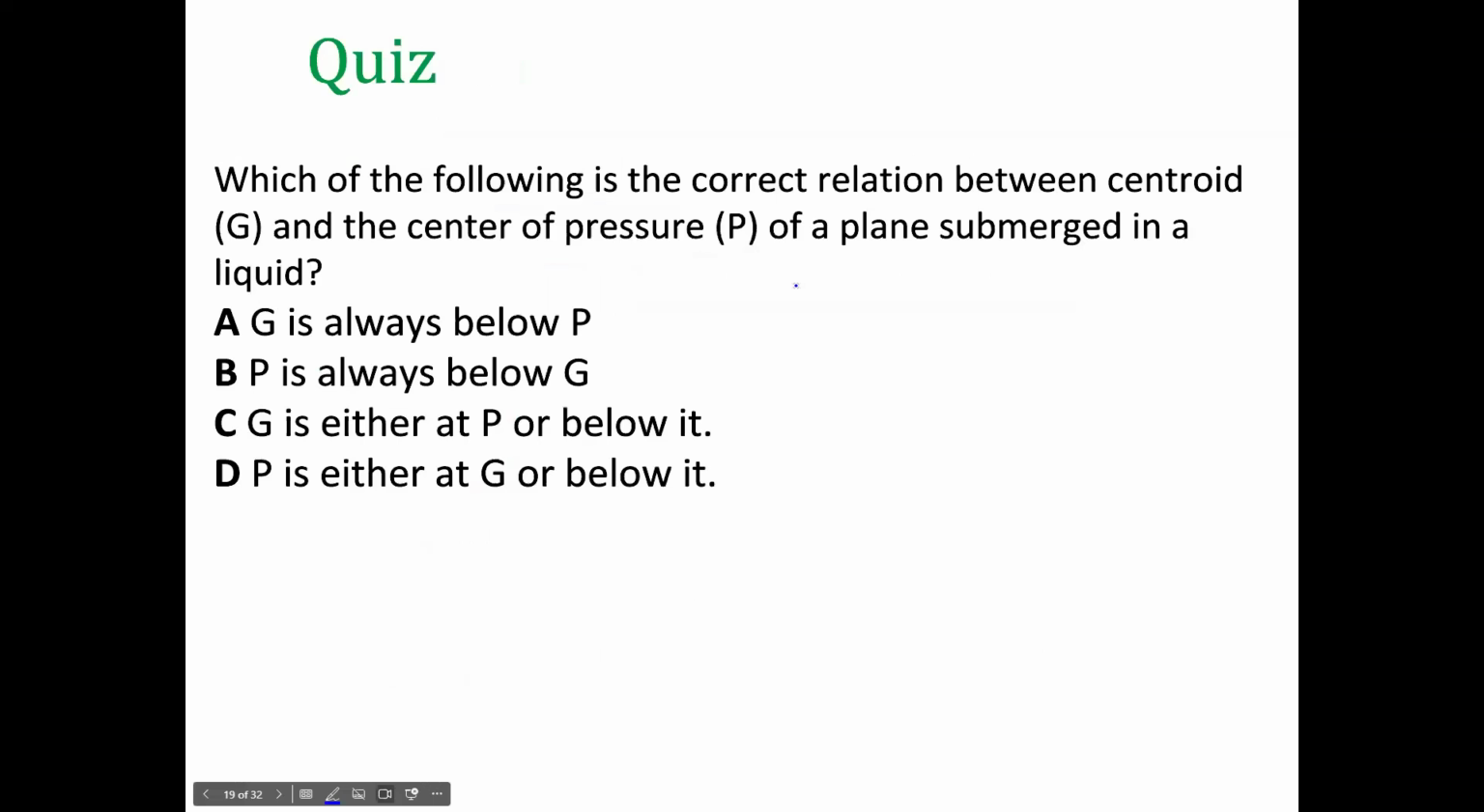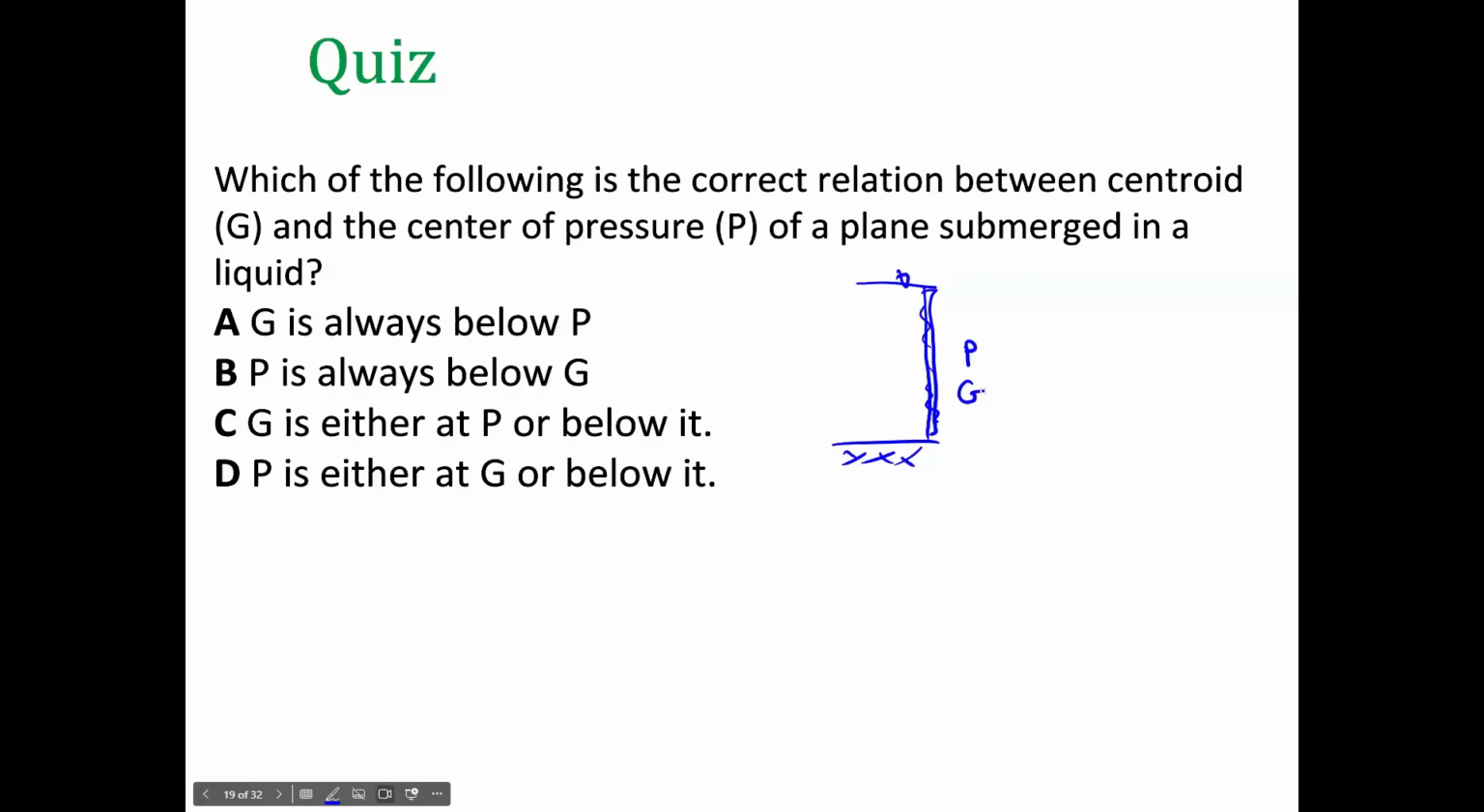Rectangular and center of pressure, which is P here. So if I have a situation like that, and I have a gate, something like this here, and P and G stand for center of pressure and center of gravity. What's the relationship between these two?